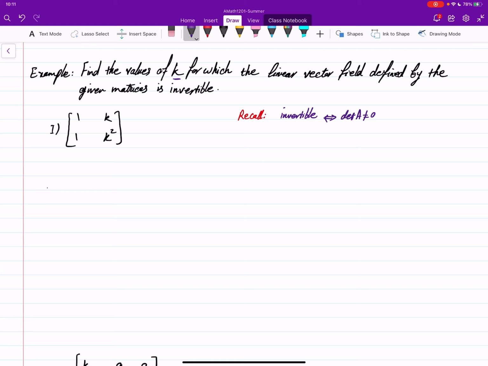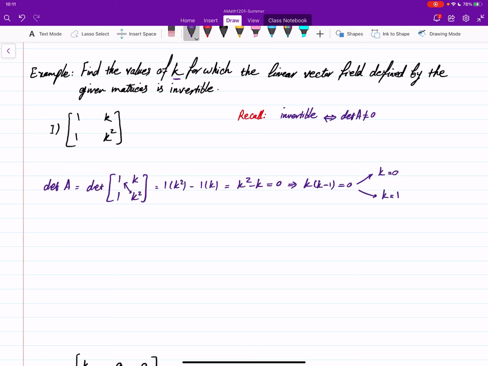So we have to start with the determinant of the matrix. Here we have a 2 by 2 matrix. The determinant is straightforward: you multiply the main diagonal minus the off-diagonal entries, and this is k squared minus k. We want to see when it is zero and when it is non-zero. So I will go with the zero part. That means k times k minus 1 must be equal to 0. This means either k is 0 or k is 1.